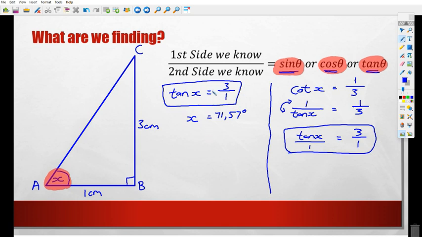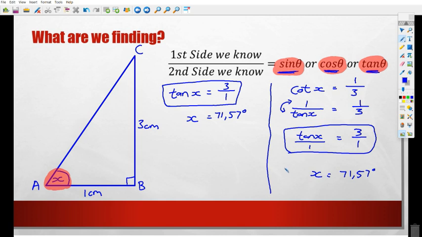That's why I say, as far as possible, always just try and get sine, cos, or tan, because you're going to end up with sine, cos, or tan anyway. Over here, now I can shift tan, because my tan is at the top, over 1, so it's just tan. If I shift tan both sides, then I'm going to have x is equal to 71,57. So there we go.